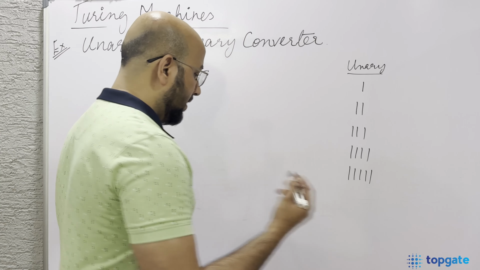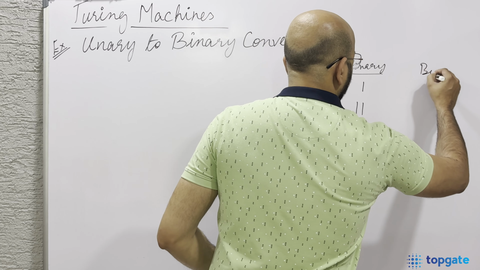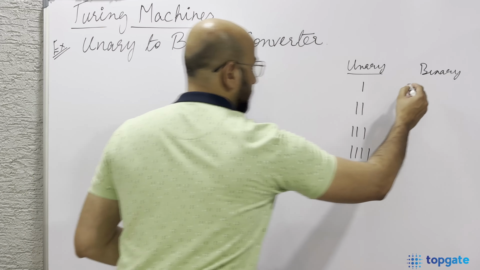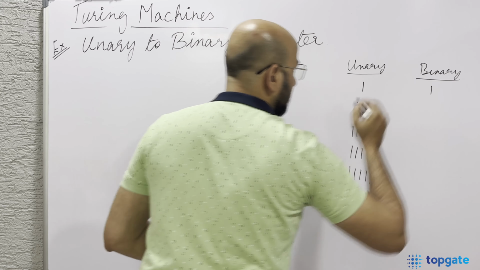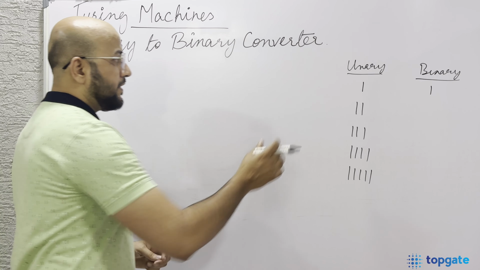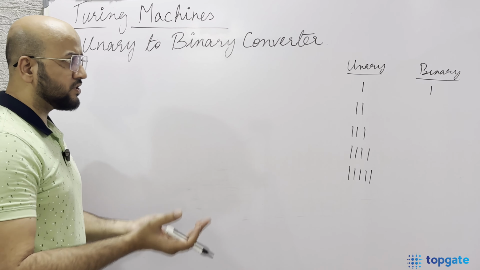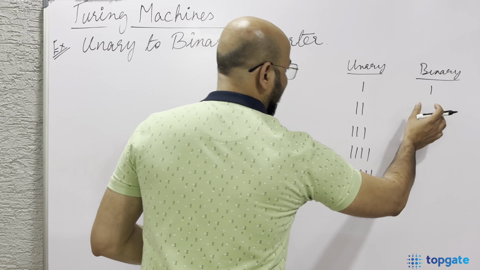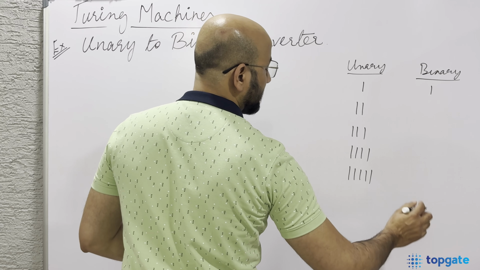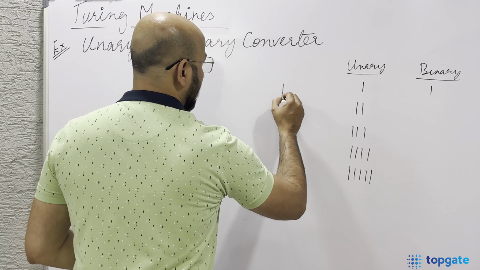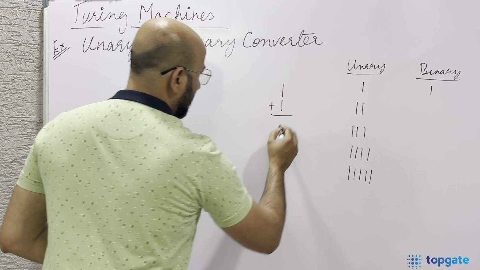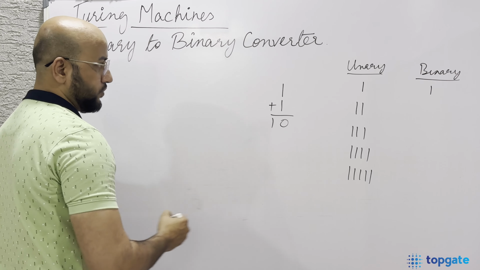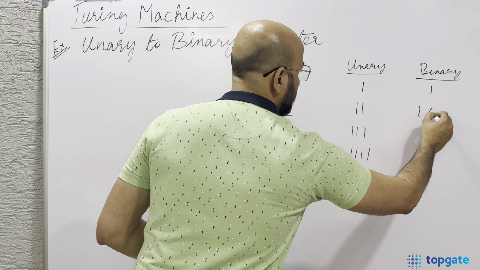Similarly in binary, we know that all the numbers are composed of zeros and ones. So 1 in binary will also be 1 only. That means 1 in unary, 1 in binary, 1 in decimal, all are the same. So the first number I'll get as it is, and then to get my second number in binary, what will I do? I'll just simply add 1 to it. That means I'll add 1 to 1. What will I get? I'll get a 0 here, and 1 will be carried forward, so I'll get 1 0 here.